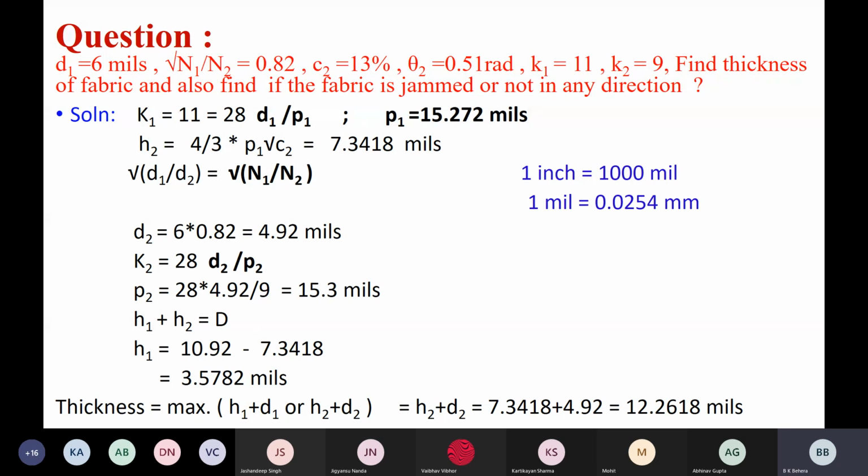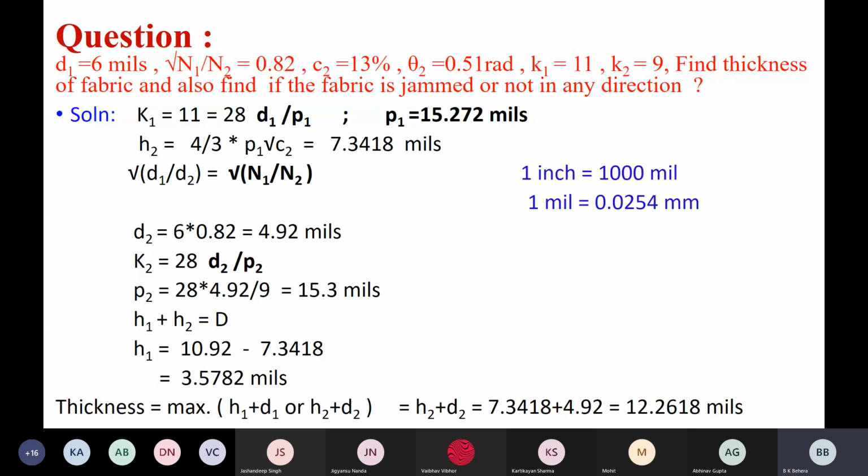Square root of N1 upon N2 is 0.82. N is the count of yarn. C2 is 13%. Theta 1 is equal to 0.51 radian, the weave angle. K1, the warp cover, is 11. K2, the weft cover, is 9. Here it is asked to find the fabric thickness and to find whether the fabric is jammed or not. From this data, you have to say whether the fabric is jammed or not.